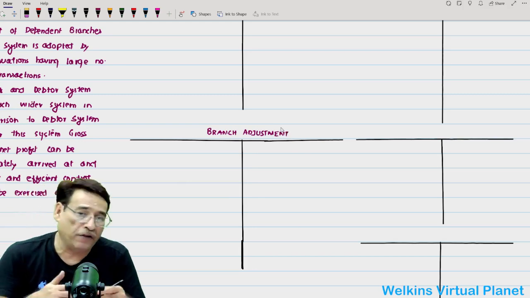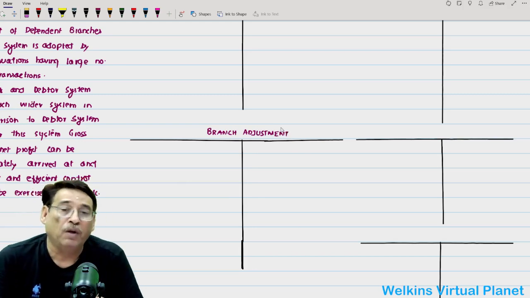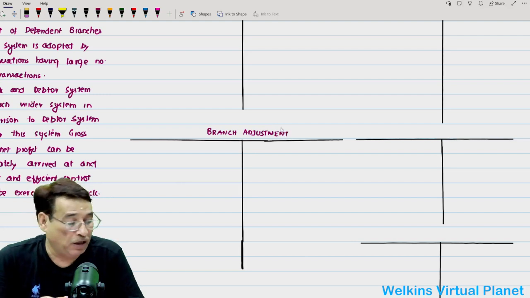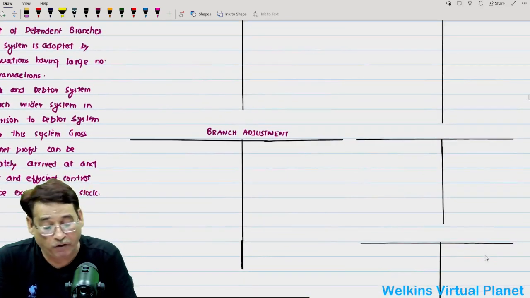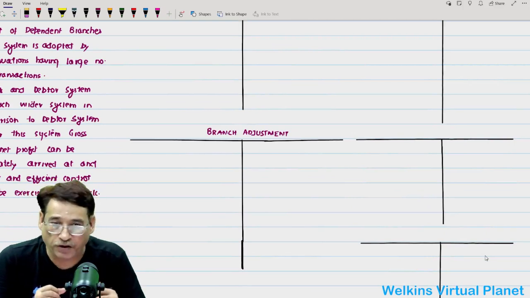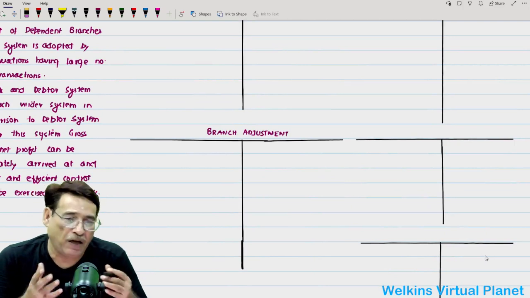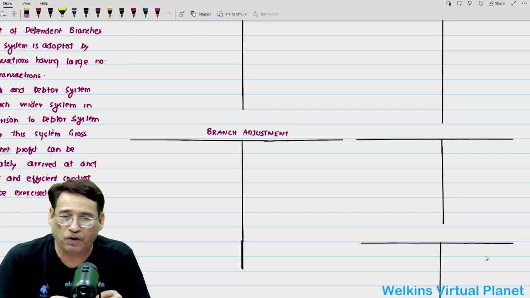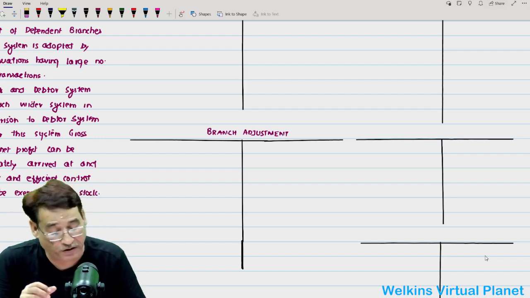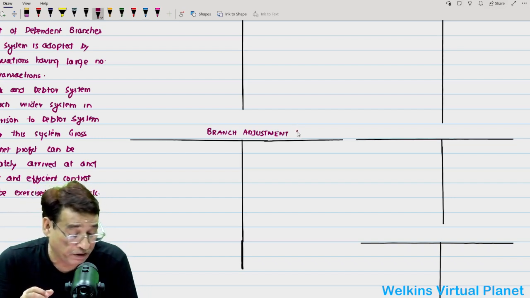The name itself is adjustment. So what sort of adjustment are we supposed to do? Suppose I have sent the goods at invoice price, then quite obviously I will have to adjust the invoiced part. So basically we will see that in branch adjustment account, we will write the loadings, correct? Loading on opening stock, closing stock, etc. So branch adjustment account we shall have to prepare.